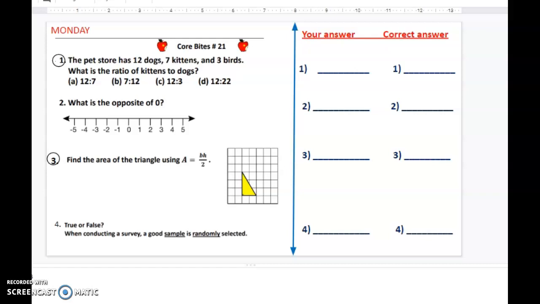Today you'll be completing Core Bite 21. Number 1, you do not need a hint for that one. We've talked about these numerous times. So if you will pause your video, complete the problem, and write your answer to number 1 in that blank.